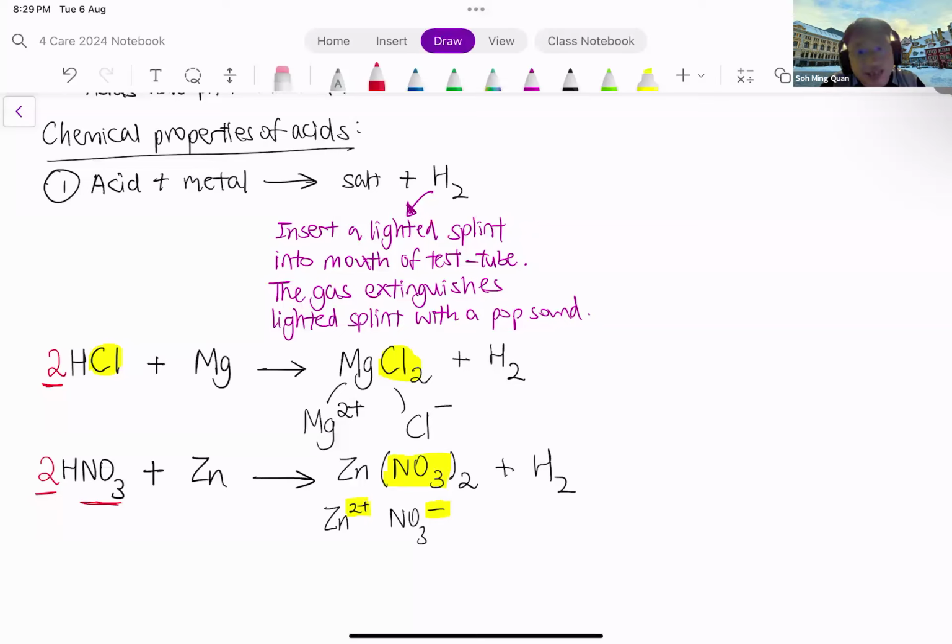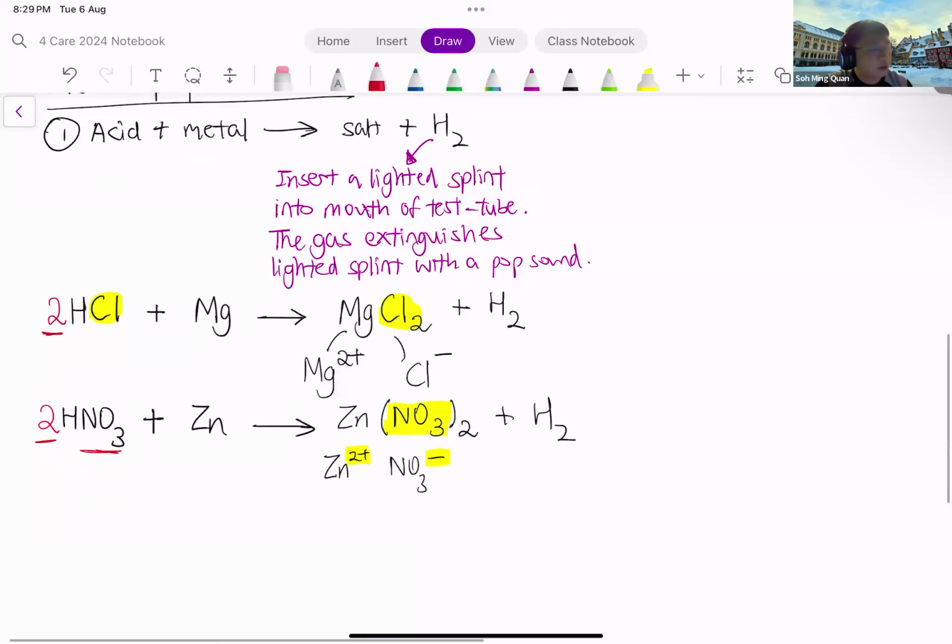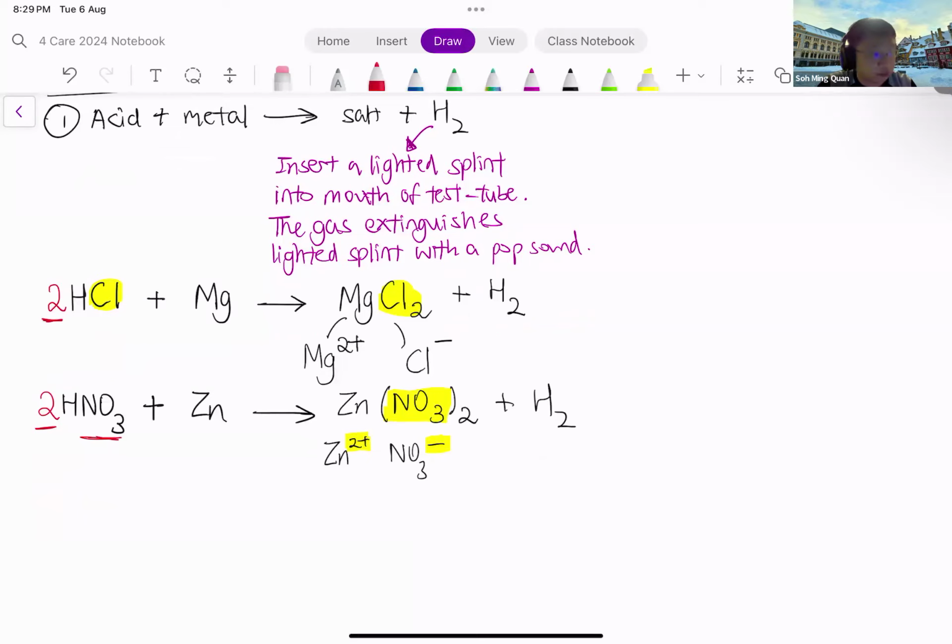So importantly, you must have realized that zinc nitrate, zinc is Zn2 plus. If you realize that it's Zn2 plus, first hurdle crossed. Next, you need to know nitrate. Nitrate is NO3, 1 minus. If you knew that, another hurdle crossed. Then you must know that I need 2 nitrates. Therefore, I bracket up the NO3 and put a 2 there. Okay? So these are some common examples of acid plus metal, which gives you salt and hydrogen.